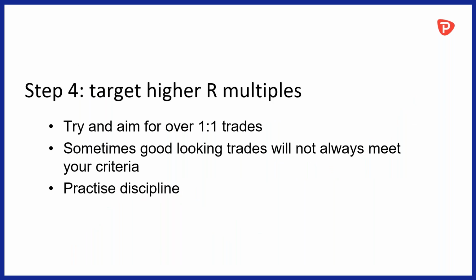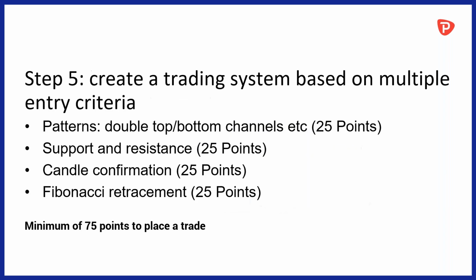Try to aim for 1-to-1 or better trades. A lot of people go under 1-to-1 with scalping. Massive mistake. You cannot continue to be profitable doing that. Sometimes good-looking trades will not always meet your criteria, and that just comes down to being picky, and that also comes down to practicing discipline.